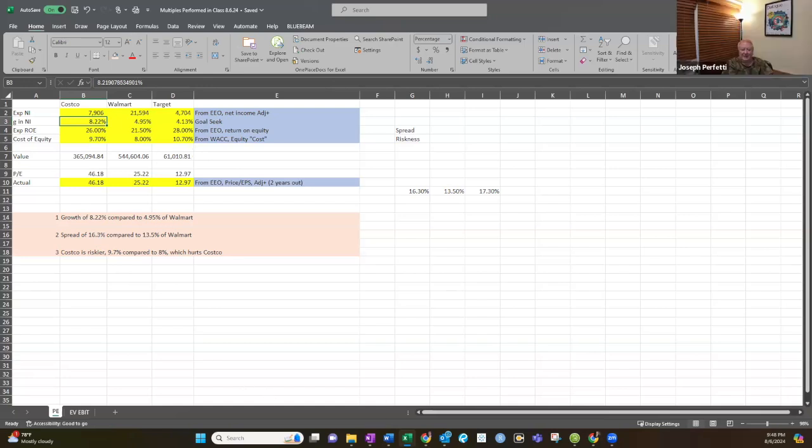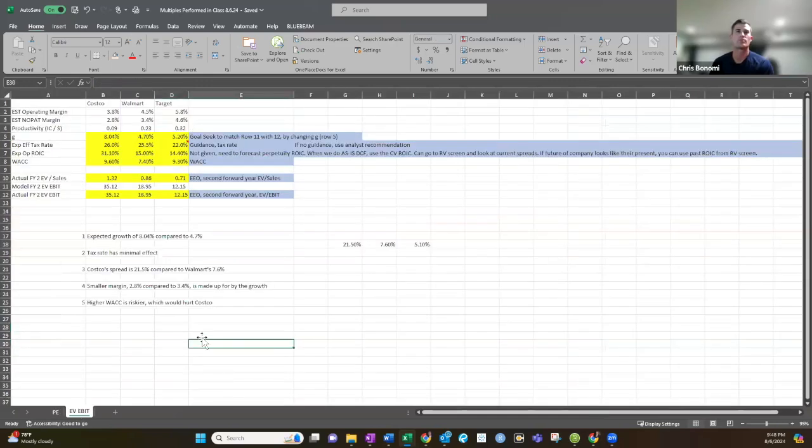Did you guys get to EV to EBIT? We did. All right, so how about Costco, what's that? Costco, Walmart: expected growth rate, same numbers there, benefiting Costco. Tax rate has little to no effect here. The spread for Costco is 21.5 versus Walmart's 7.6.